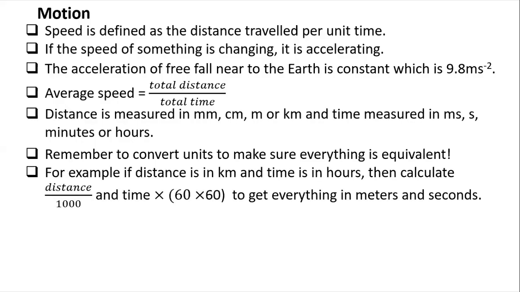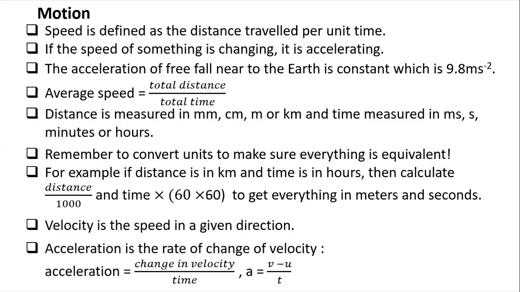For example, if distance is in kilometers and time is in hours, then multiply distance by 1000 and time by 60 to get everything in meters and seconds. Velocity is the speed in a given direction. Acceleration is the rate of change of velocity. So acceleration equals change in velocity divided by time, which is (v − u)/t, where v is the final velocity, u is the initial velocity, and t is the time.